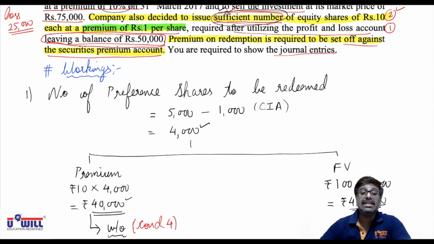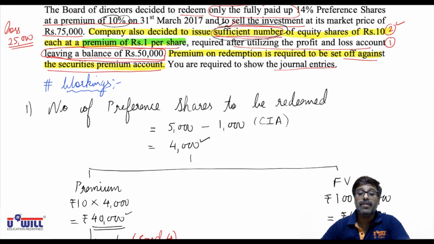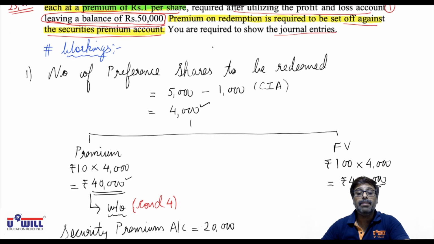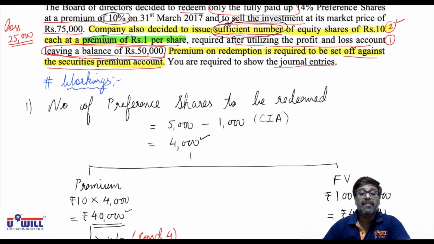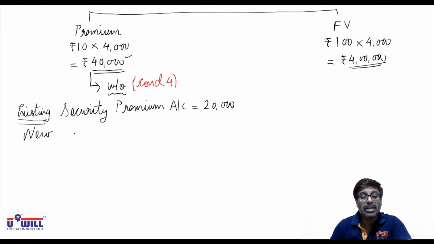In the last sentence, it is clearly given that use securities premium only to write off this premium. We cannot use the P&L account, which means whatever number of equity shares we issue, the premium we get from that will be sufficient to write off this premium. Therefore, here I have mentioned the word existing. So now, what will be the new securities premium? For that we have to wait. Keep it pending. New securities premium account amount, keep it pending.